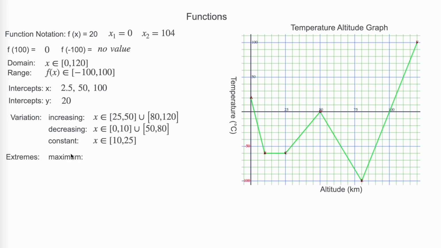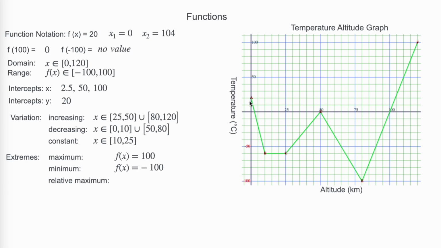The extremes. The absolute maximum would be 100 when f of x is equal to 100. The minimum would be f of x is equal to negative 100 right here. The relative maximum, this one, when the y value is at 20, f of x is equal to 20. But also you could say this one as well, when the y value is at 0. And then relative minimums would be, this is the other low point, the next lowest point, that's negative 60. f of x is equal to negative 60.